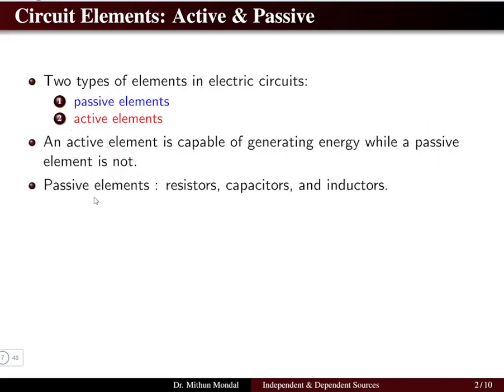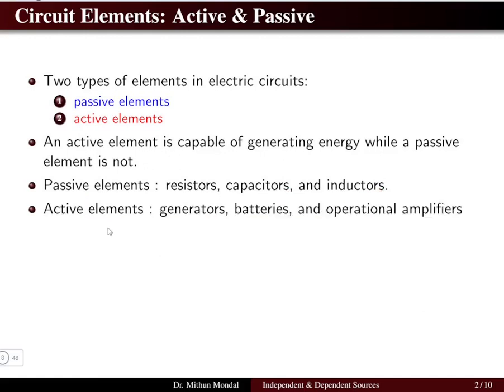The examples of passive elements are resistors, capacitors, and inductors. Active elements are the generators, batteries, and operational amplifiers. So we can see from the examples that those elements which dissipate energy, like resistors, and those elements which store energy, like capacitors and inductors, are basically the passive elements, whereas the elements which produce or generate electricity or energy, like generators, batteries, and operational amplifiers, are basically the active elements.